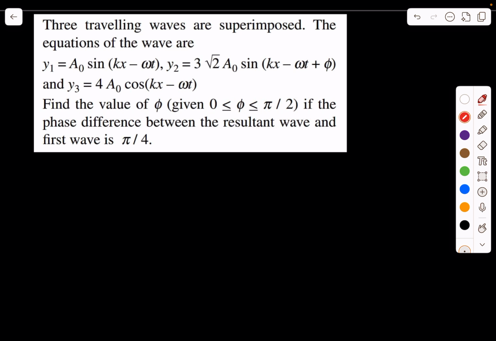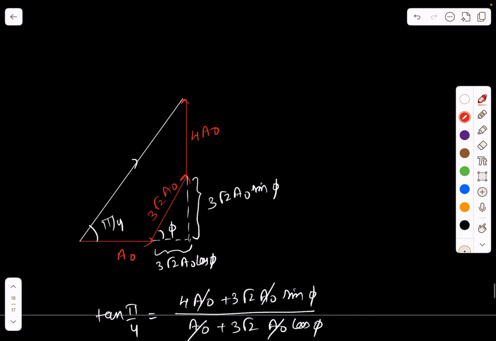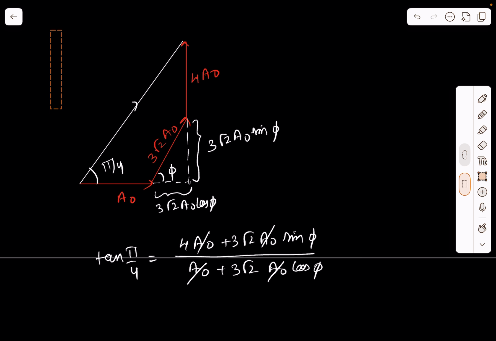So the third wave we can write in terms of sine as 4 a naught sine kx minus omega t plus pi by 2. And this problem becomes very easy if we treat the three waves as vectors. So now it is quite clear that the amplitudes of the three waves are different. The second wave leads the first wave by a phase phi, and the third wave leads the first wave by a phase angle pi by 2. So if we treat them as simple vectors, then our diagram will look like this.